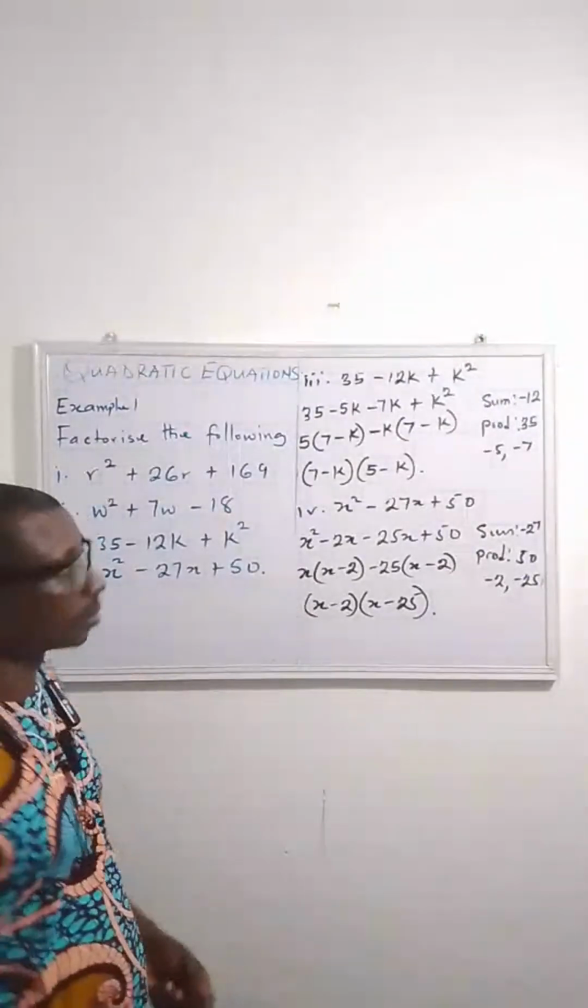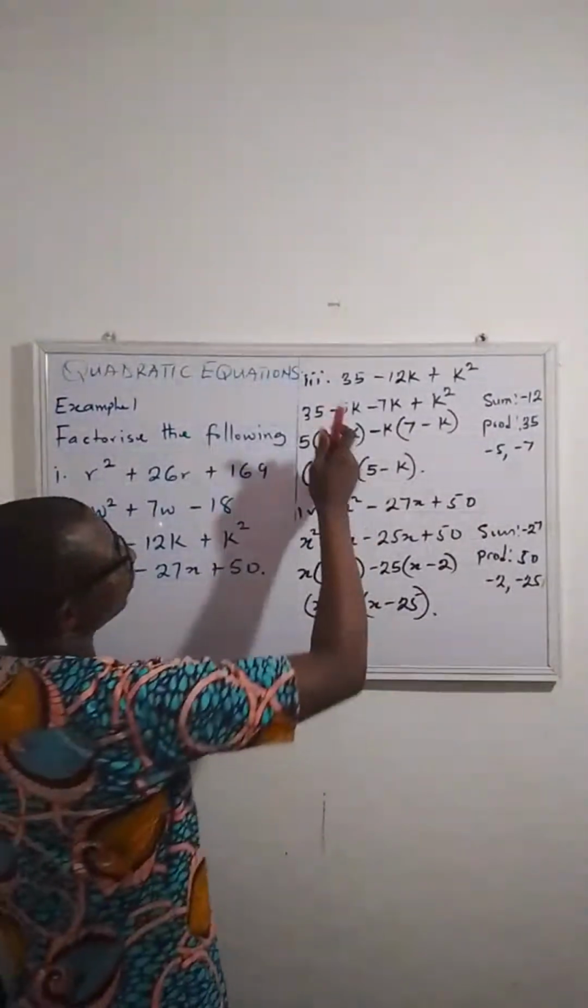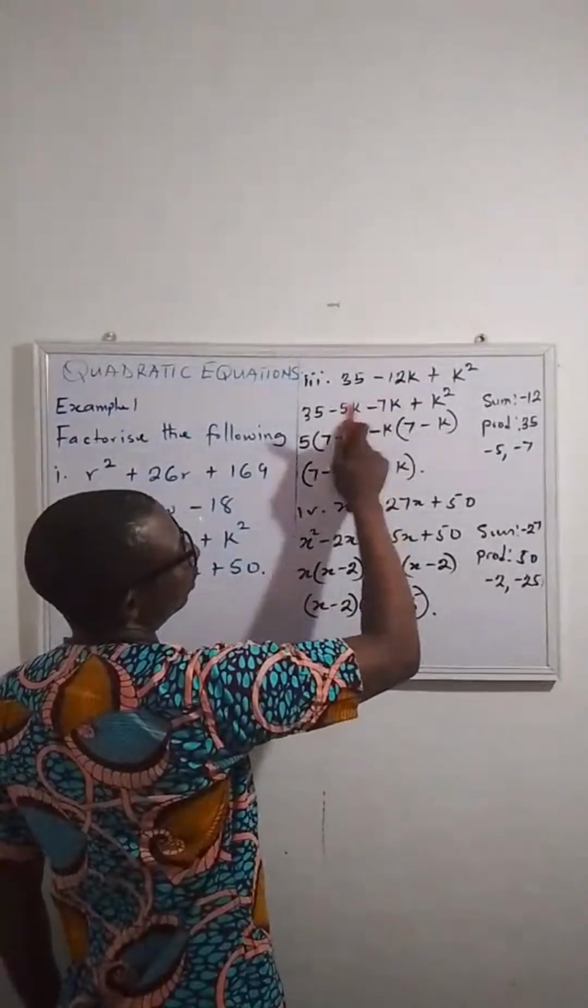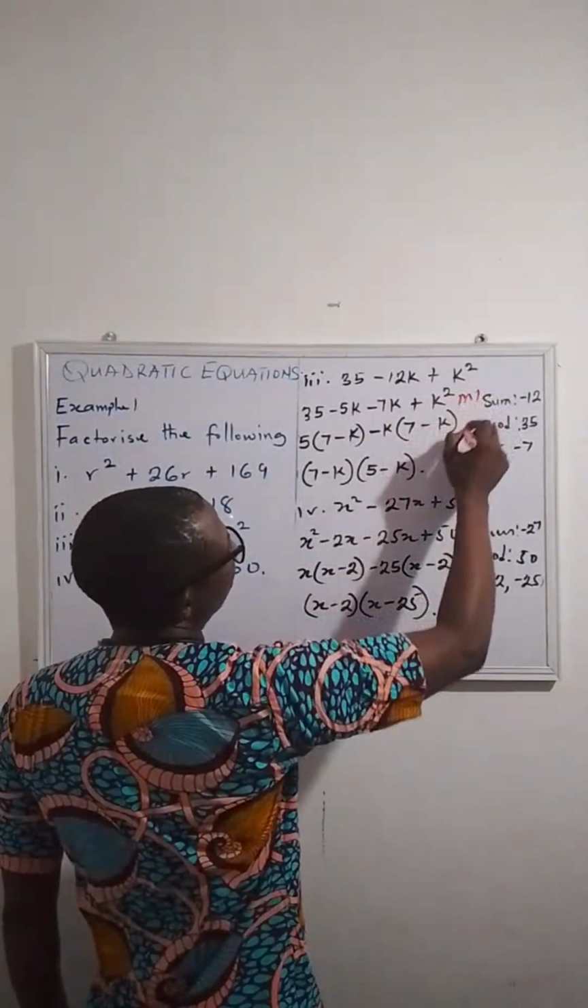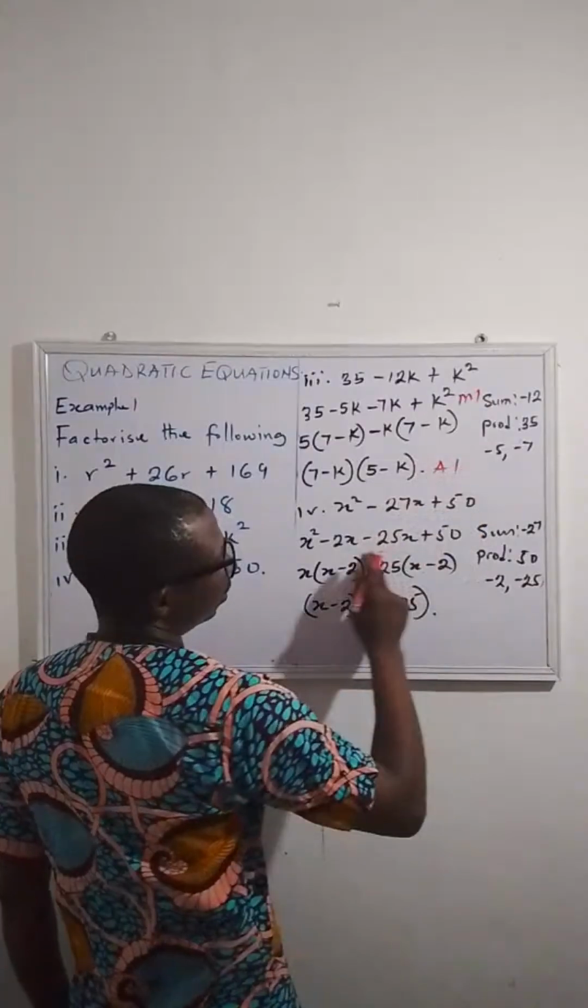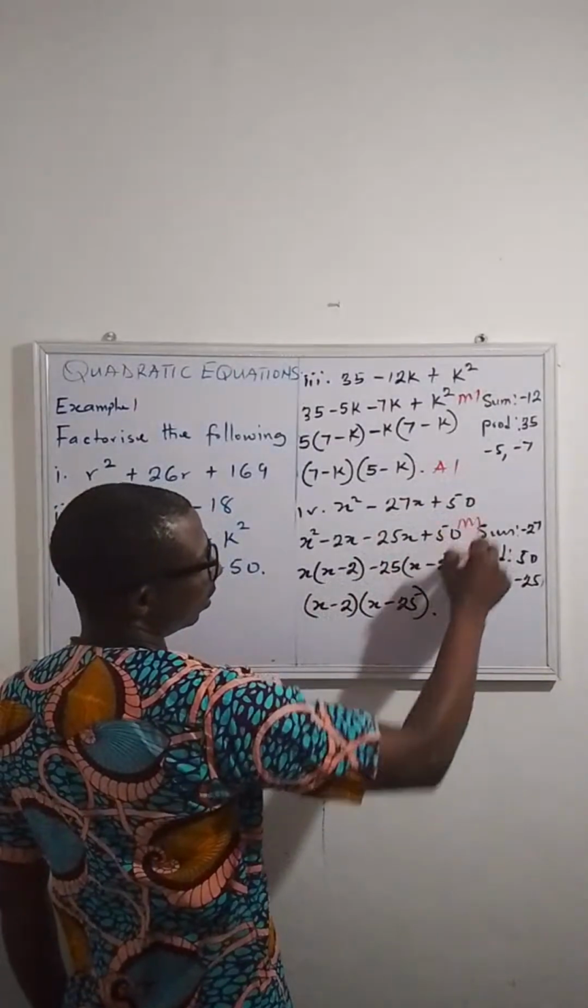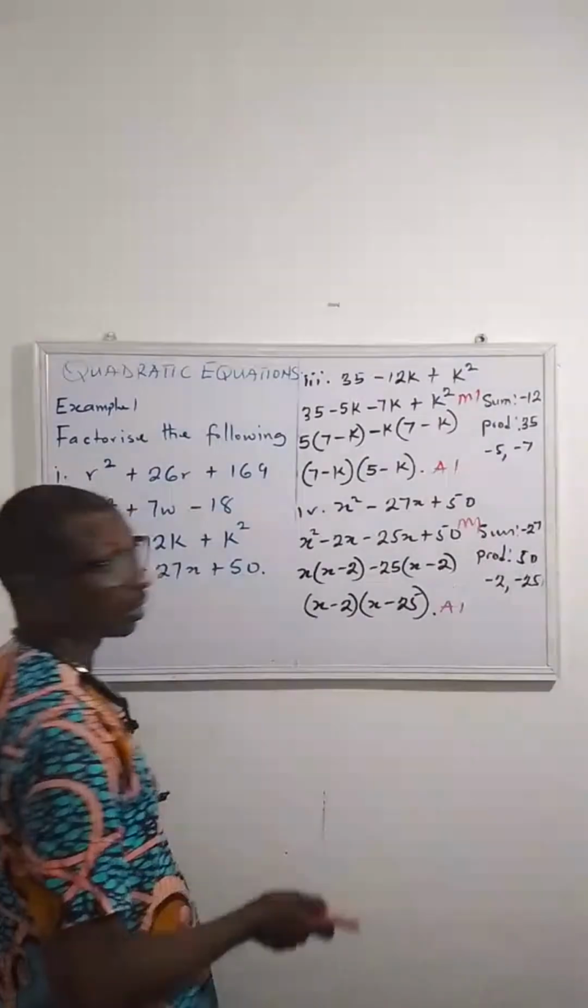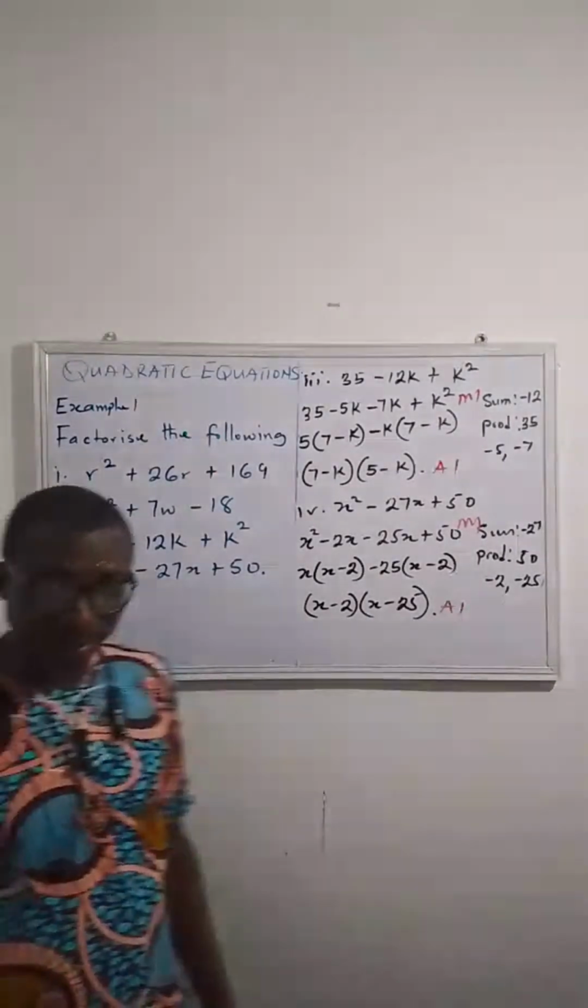Okay, so how do we award marks? For splitting this into this, we have M1, and for getting the answer, we have A1. The same thing also applies to this, M1, A1. Okay, so that is how to solve that type of problem.